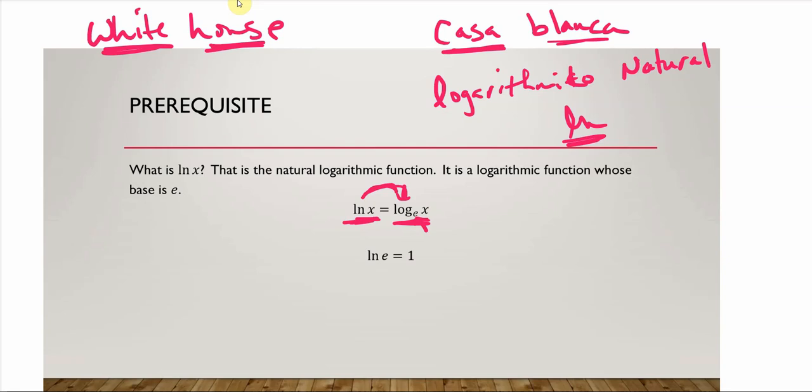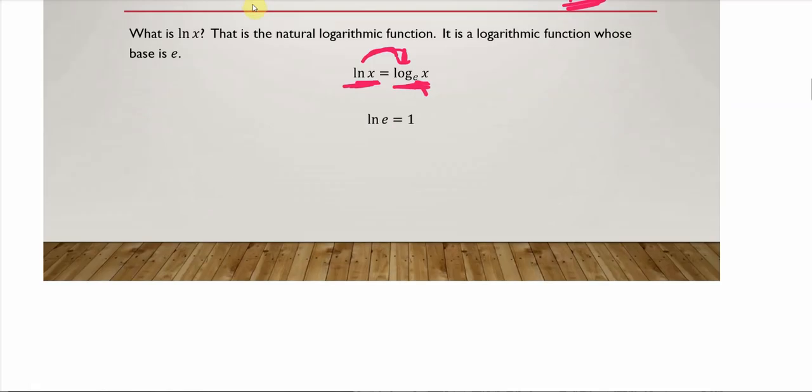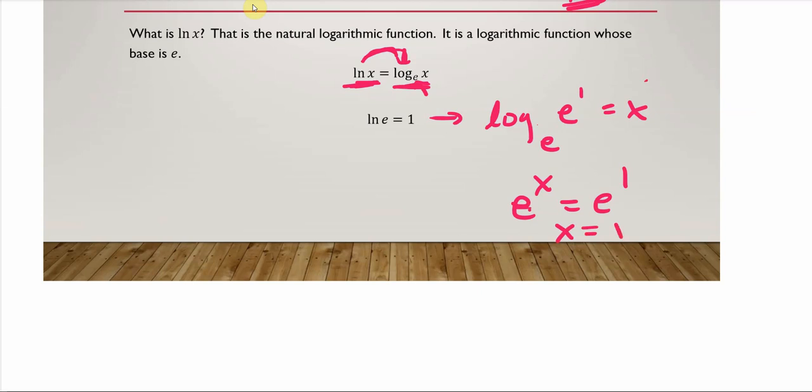Now, here's what a lot of people need to understand, that the natural log of e is going to equal 1. Why? Because if I rewrite this, I'm going to have the log of base e of e to the 1. Now, what is that? I don't know what it is, so I'm going to call it x. So if I rewrite it using the exponential form, it's going to be e to the x equals e to the 1. They have the same base, so x has to be 1. So the log base e of e is 1. All right, so please make sure that you are aware of these two prerequisites.